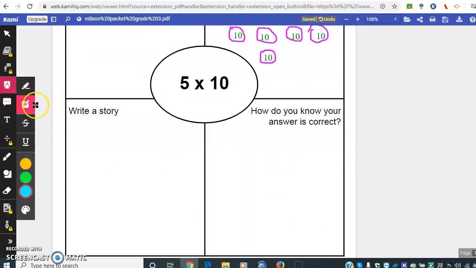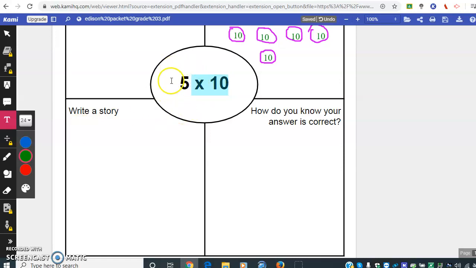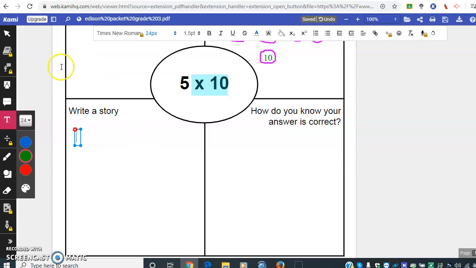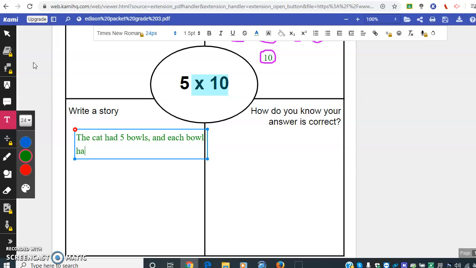Remember, when you see times on a story, when you see multiplication, your story is going to have some equal groups in it. So when you write your story, remember, this 5 is going to be a number of containers of something that will be holding 10 each. Here's what I mean. If I choose to start my story with the cat. The cat's going to have 5 containers. So the cat had 5 bowls. That's my container. And, comma, each bowl had 10 treats in it.